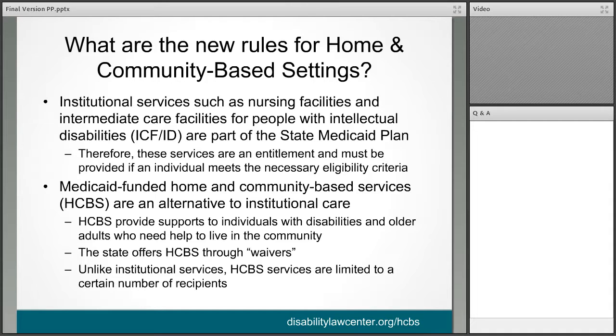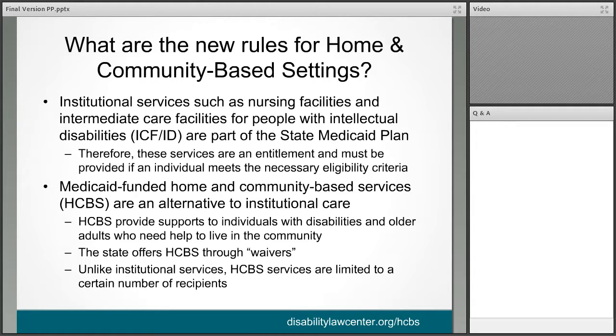So another thing that CMS is attempting to do with the settings rule is really draw a distinction between institutional and home and community-based services. So if somebody needs long-term services and supports, they can choose either institutional care or home and community-based care. Institutional services include things such as nursing facilities and intermediate care facilities for individuals with intellectual disabilities. And these services are part of the state Medicaid plan. So what that means is that if an individual meets the eligibility criteria, they must be provided with these services.